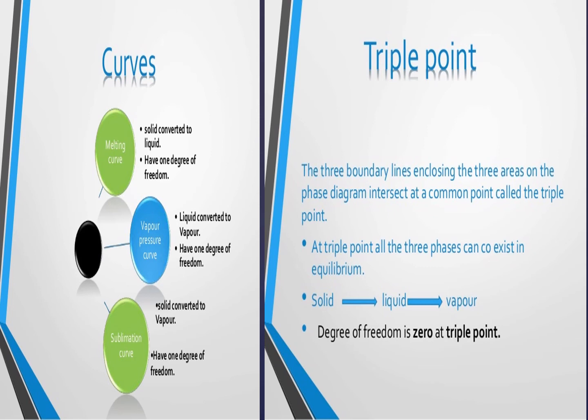And the triple point is where the three curves meet at one point, represented by O. This is called the triple point. At the triple point, all the phases are in equilibrium, so there are no degrees of freedom. Here F = 0, because the three phases are in equilibrium at that point.